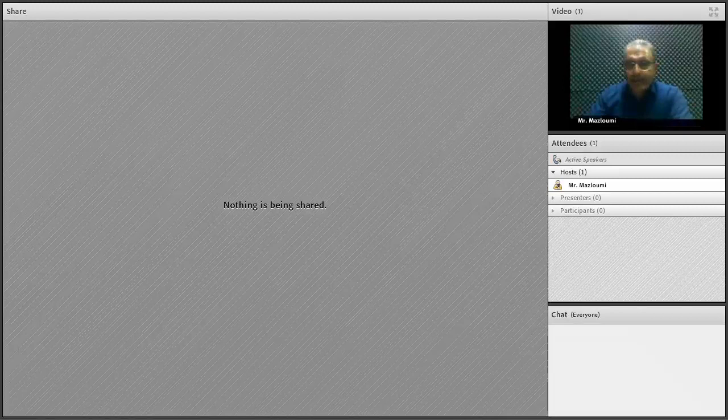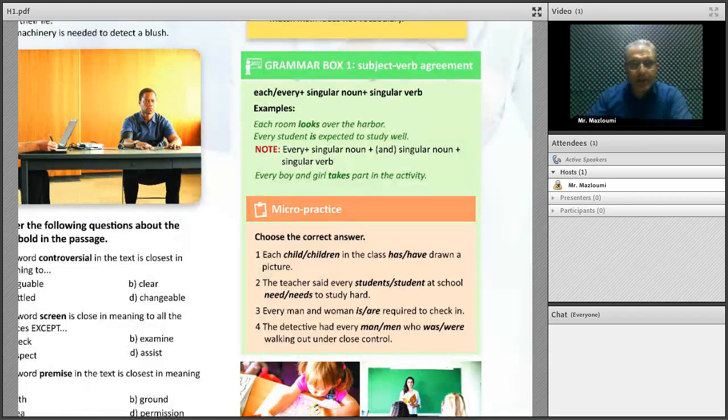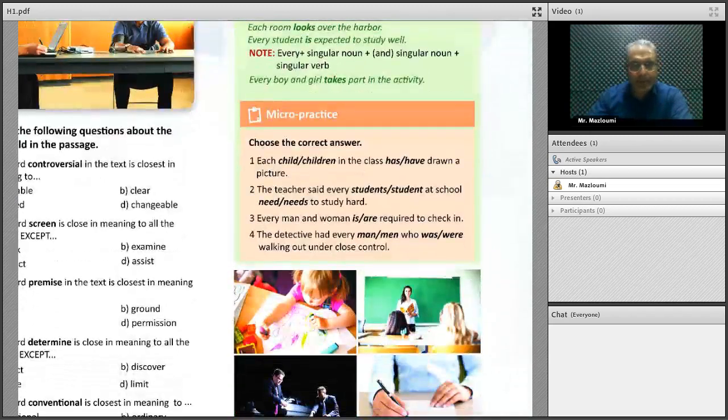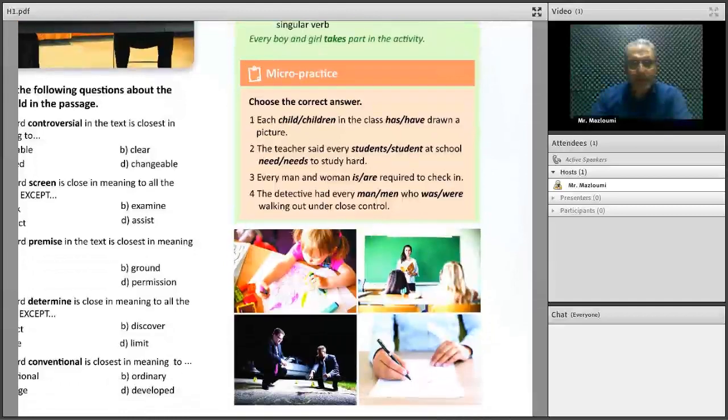All right. Now, let's check the exercises. Well, micro practice. Choose the correct answer. Number one, each. So each is followed by a singular countable noun. Each child in the class, and our verb should be singular, has drawn a picture.